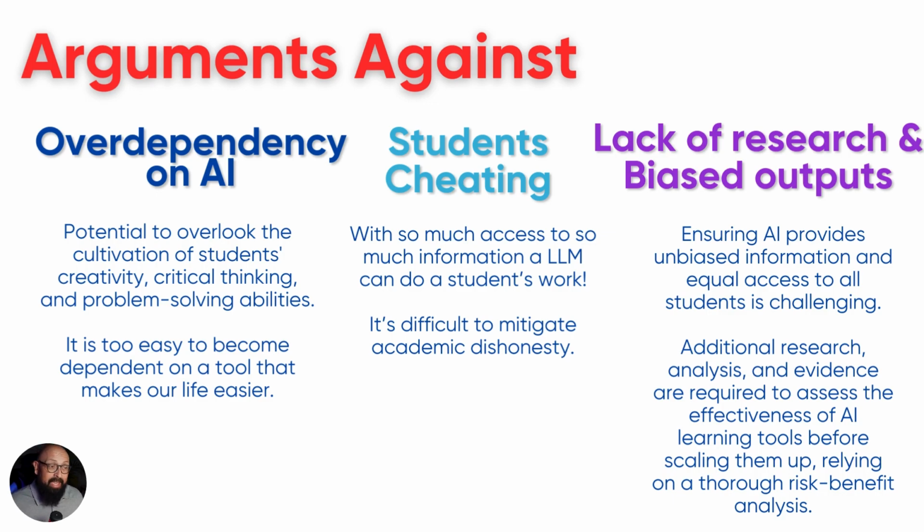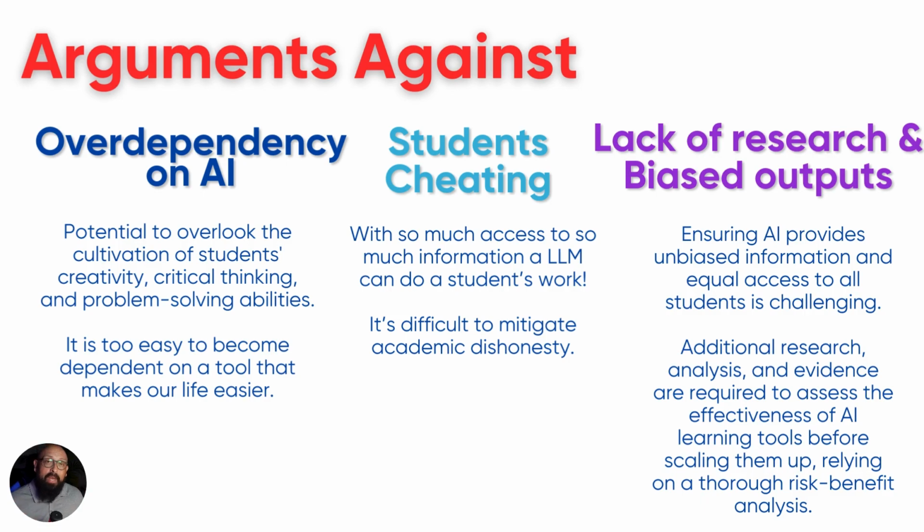Now, some of the arguments against is that we might become too dependent on artificial intelligence. Because AI has the potential to overlook our students' creativity, critical thinking, and problem solving abilities, because it's too easy to become dependent on a tool that makes our life easier. I talked about in the paper how some people don't know how to navigate using a paper map because we have GPS. Some of us have forgotten phone numbers that before we used to have memorized because everything is in our phones now. So that's comparable to one of the arguments against.